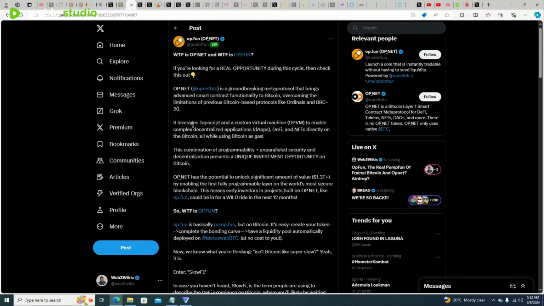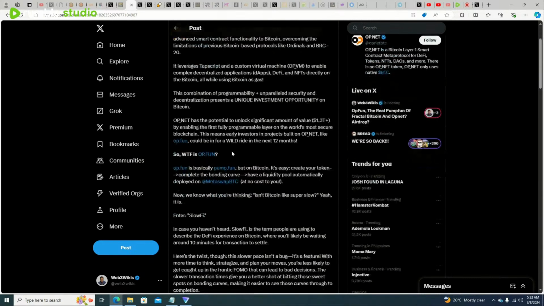So here it says it leverages tap script and a custom virtual machine to enable complex decentralized applications, which are dApps, referring to dApps in DeFi and NFTs directly on Bitcoin, all while using Bitcoin as gas. This combination of programmability and unparalleled security and decentralization presents a unique investment opportunity on Bitcoin. OPNet has the potential to unlock a significant amount of $1.3 trillion by enabling the first fully programmable layer on the world's most secure blockchain.